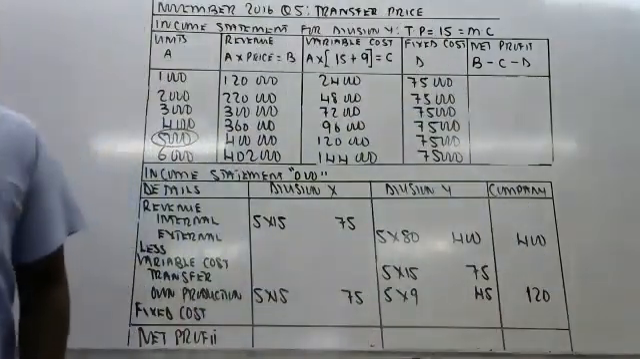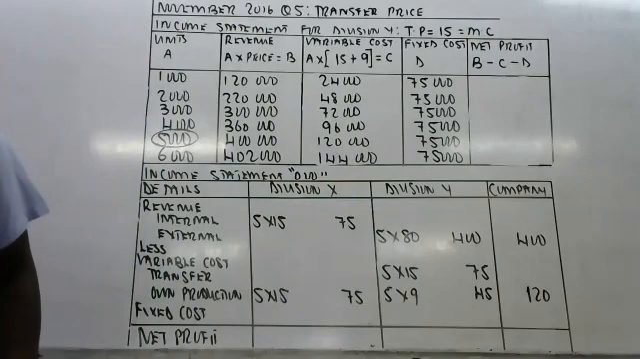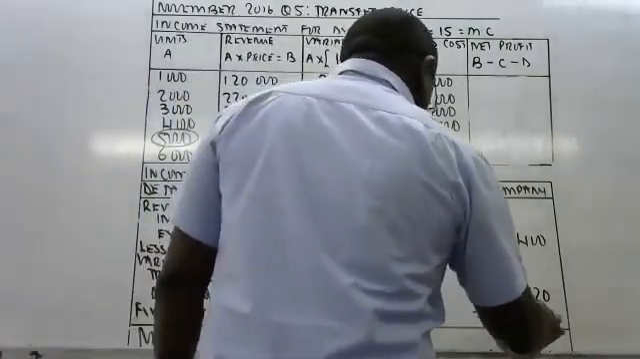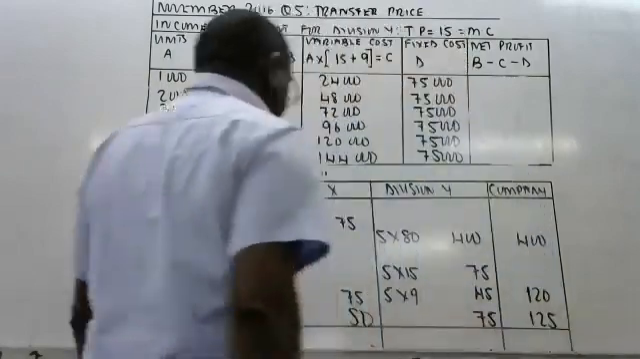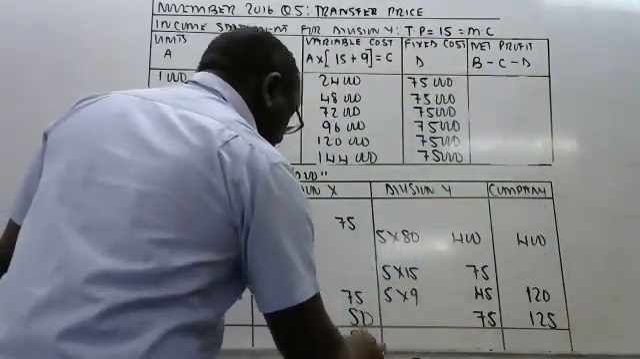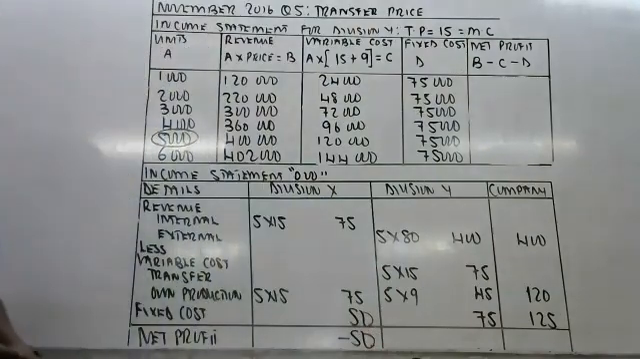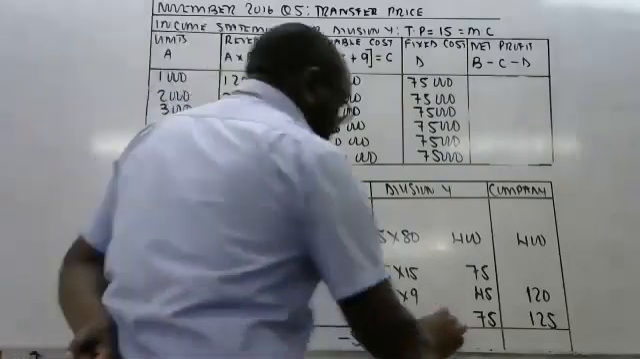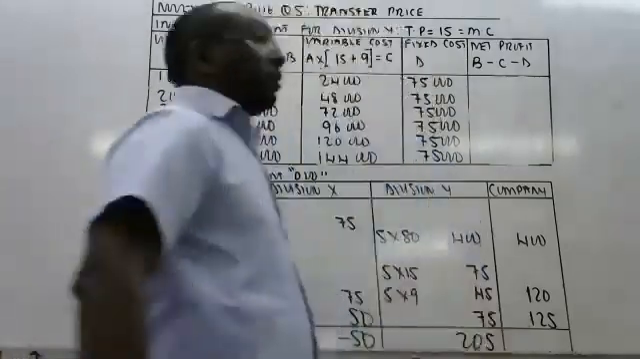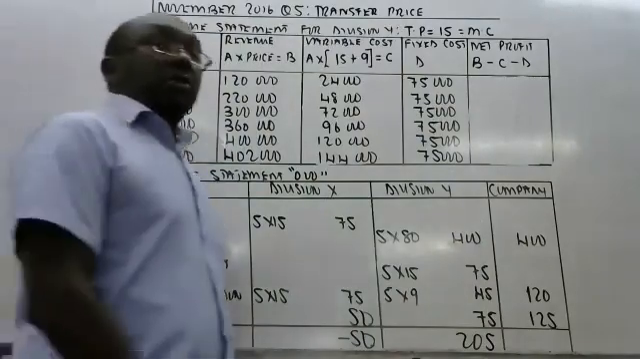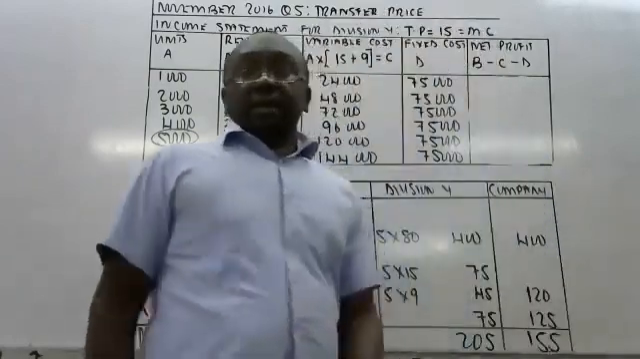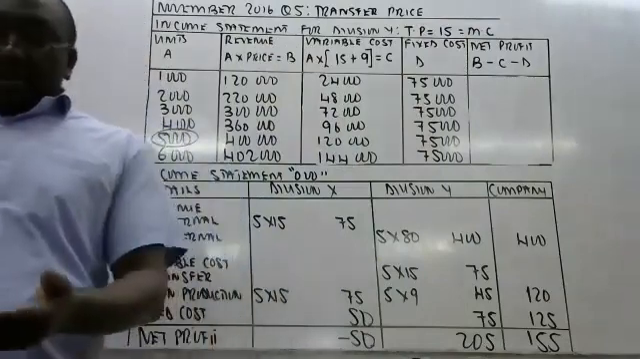The fixed will be 50 and 75, that is 125. So this must be a loss of 50. The other one is 205. So that the company now reports 150. So that is how it's supposed to be handled.